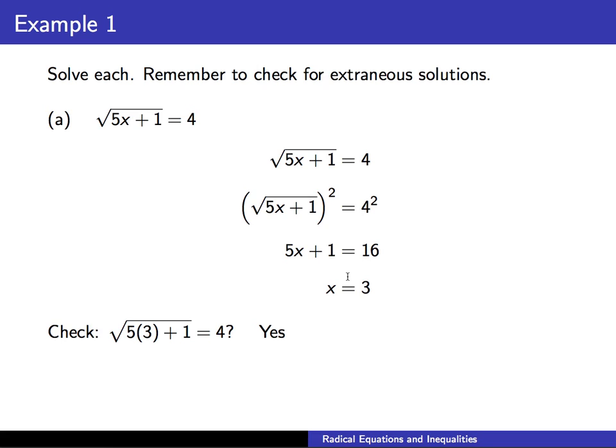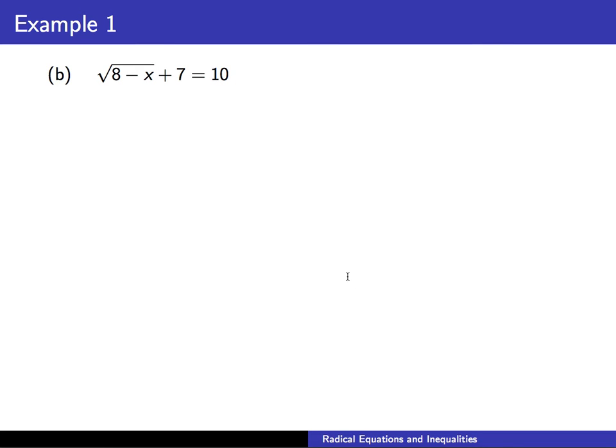That would also work. Part B, the square root of 8 minus x, and then plus 7 outside the square root, equals 10. So our square root's not by itself on the left. It has this plus 7 we want to get out of there. So we'll subtract 7 from both sides. And we'll get the square root of 8 minus x equals 3. Now we can square both sides. When we square the square root of 8 minus x, it's just 8 minus x. And then 3 squared is 9. So we have 8 minus x equals 9.